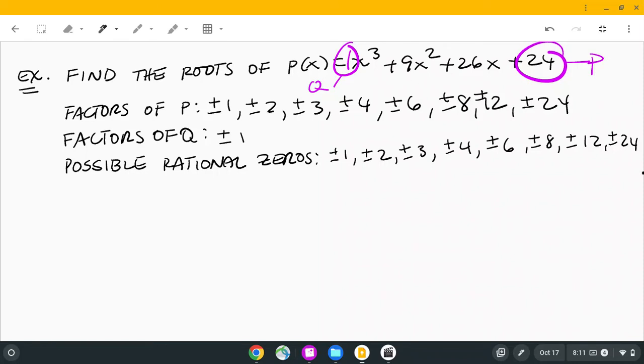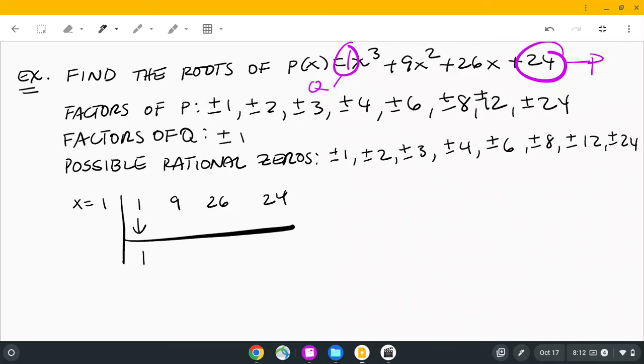So let's start. We have degree 3, right? Let's start with x equals 1. Our numbers are 1, 9, 26, 24. Since they're all positive, I'm not even going to try 1 because there's no way we're going to get, well, here, let's just do it.